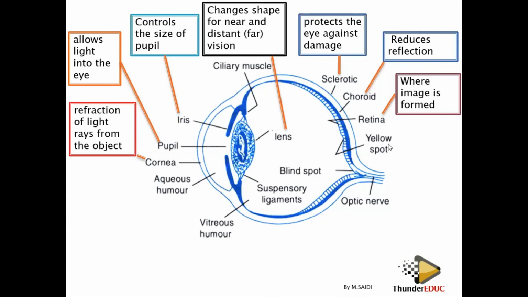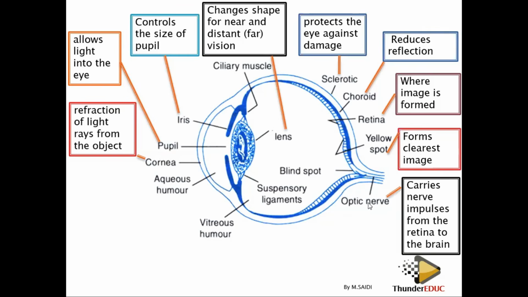So you have another part which is called the yellow spot. The yellow spot is where the clearest image is formed. So this part which bends outwards is where the clearest image is formed. Sometimes when you are looking at someone, you tilt your head so that you can focus on the individual nicely, or see the individual clearly. It means that you're trying to make the image fall on the yellow spot. Sometimes we call it the fovea. So this is where the clearest image is formed.